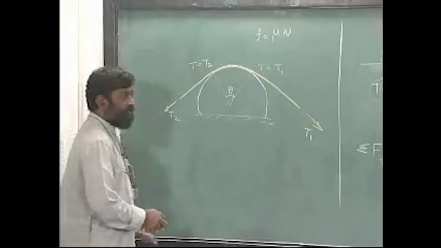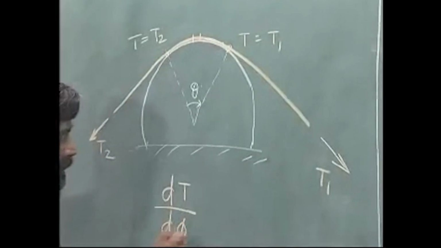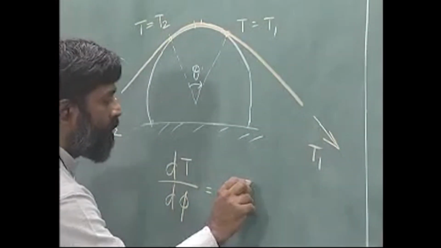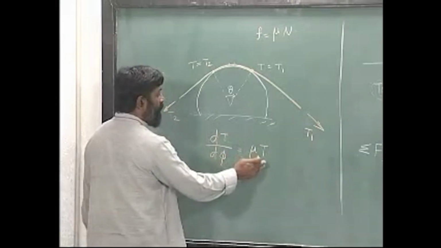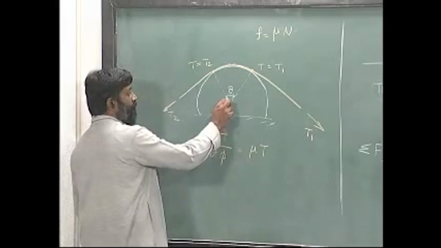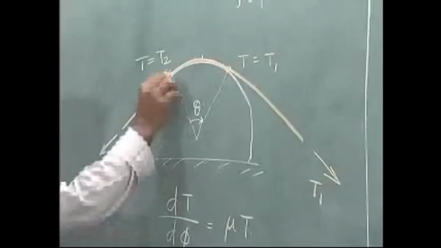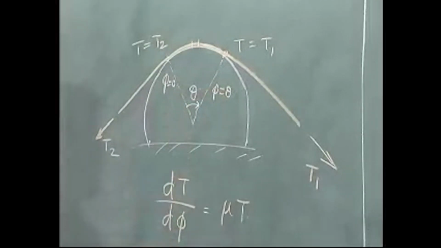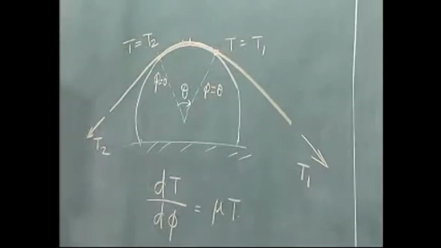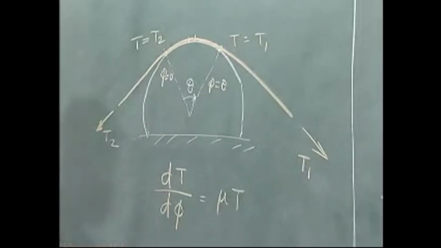Let us go back to this. We have, therefore, dT/dφ equals μ times T. If I have to find out the variation of T, I have to integrate from φ equal to 0 to φ equal to θ, from T2 to T1. So let us do that exercise here.